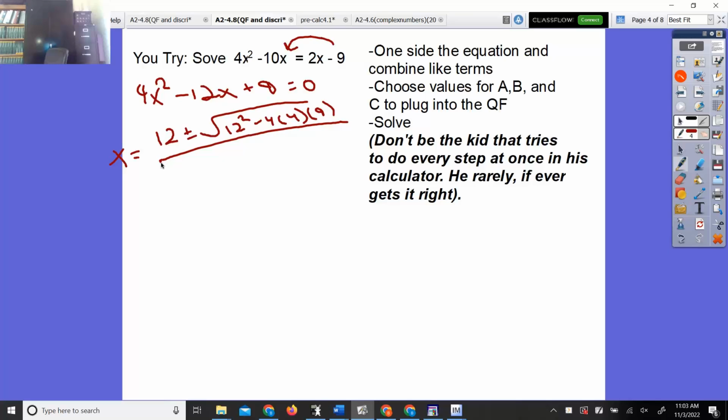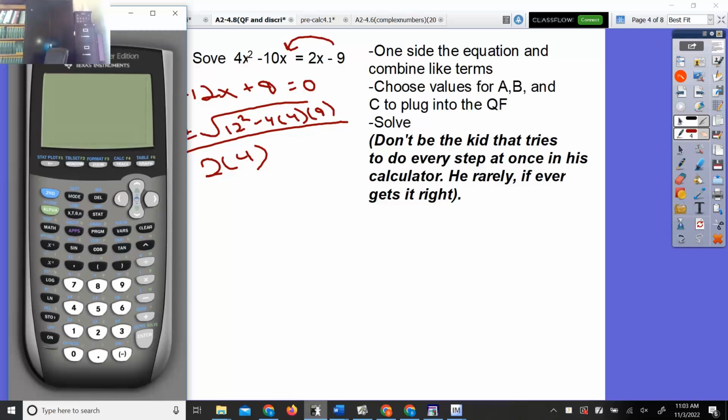I actually strongly encourage you to write negative 12 squared. Don't do it. You're going to screw it up. You're going to square something, make it what? Always, every time. And then it's x equals 12 plus or minus the square root of 144.